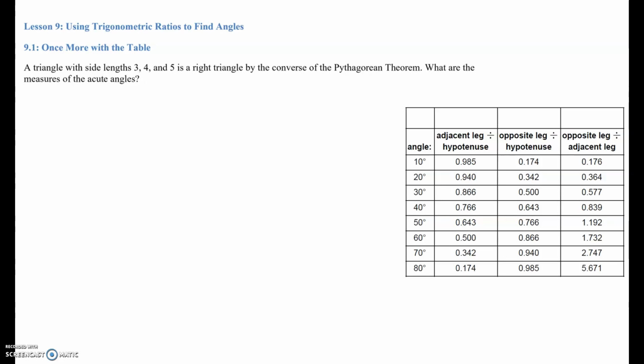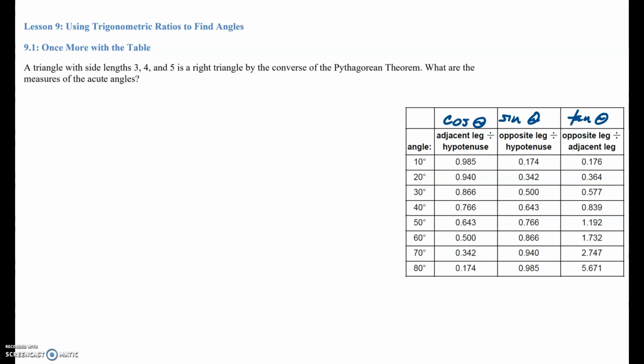So before we start that, let's go over here and look at our right triangle table. And just to review a little bit, remember that the adjacent leg divided by the hypotenuse, we called that the cosine of the angle theta. The opposite leg divided by the hypotenuse, we called that the sine of angle theta. And then the opposite leg divided by the adjacent leg, we called that the tangent of angle theta. So these are our three ratios that we use in trigonometry.